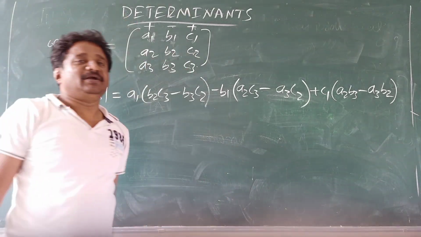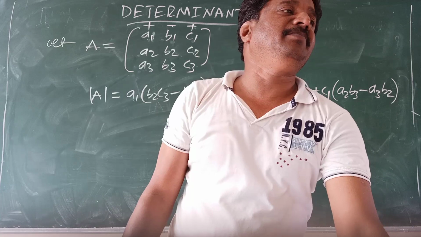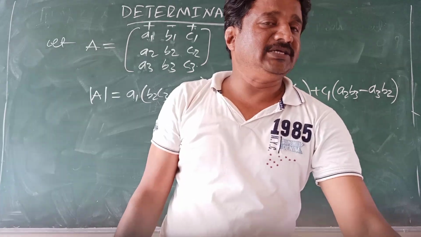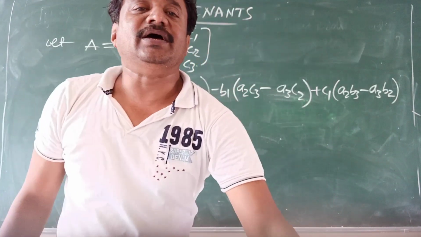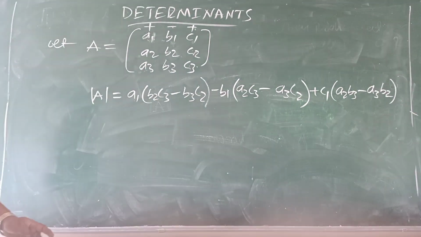Whenever a third order matrix is given, this is how we go for finding its determinant. For a third order matrix, you need to calculate the determinant in this way. This is how. I repeat it once again.